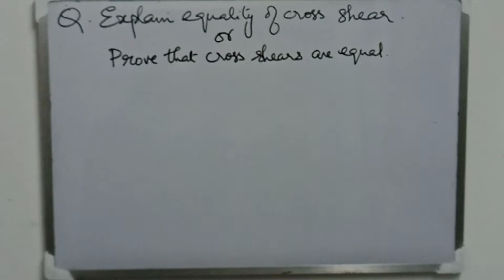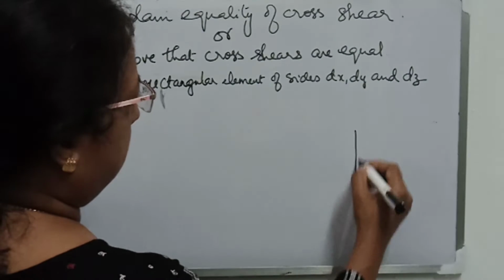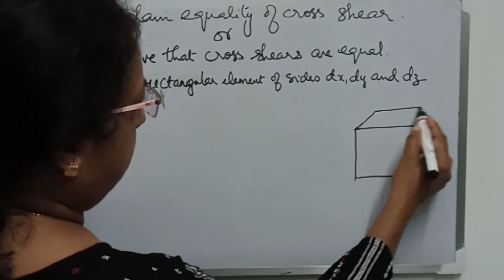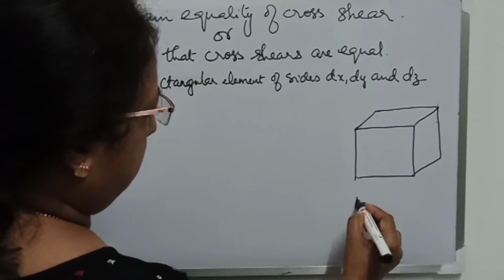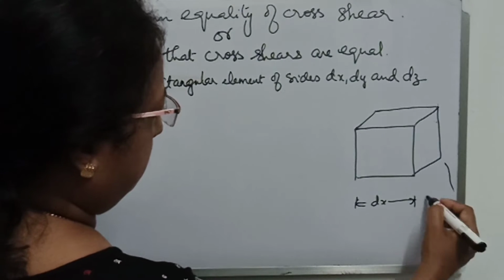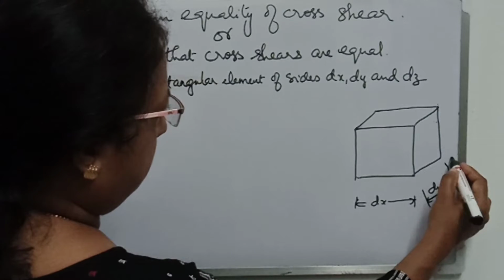Another probable question from module 1 is: explain equality of cross shear. It can also be asked as: prove that the cross shears are equal. In order to prove that cross shears are equal, let us consider an element of sides dx, dy and dz.